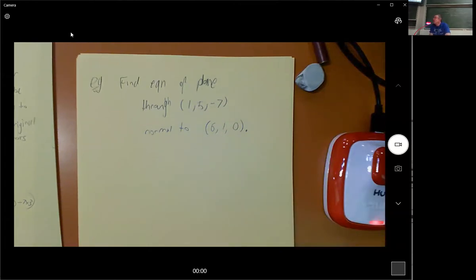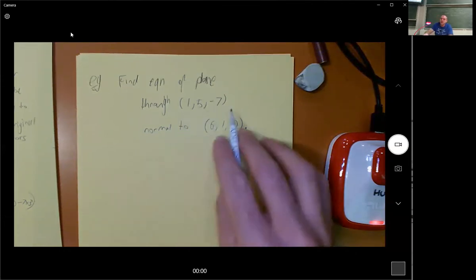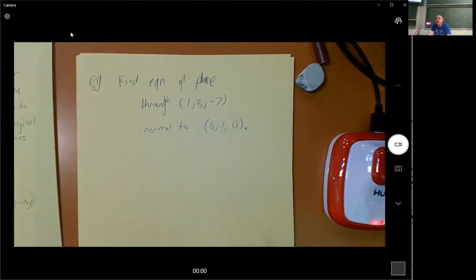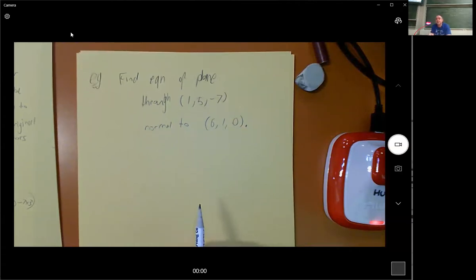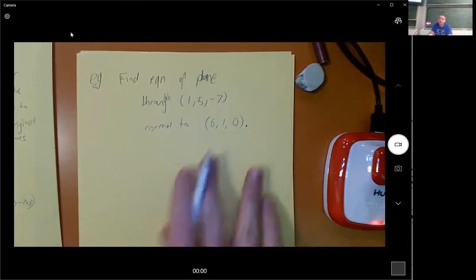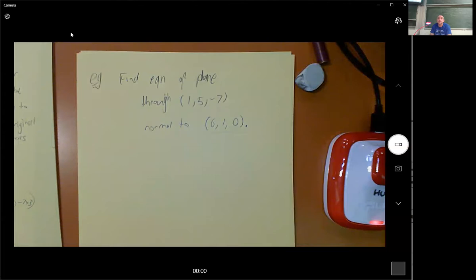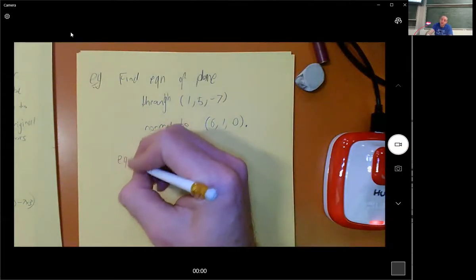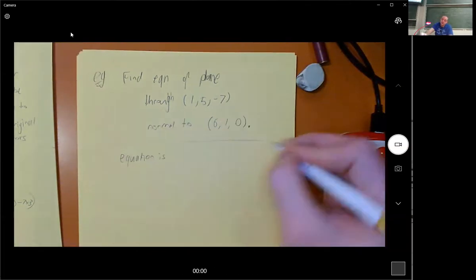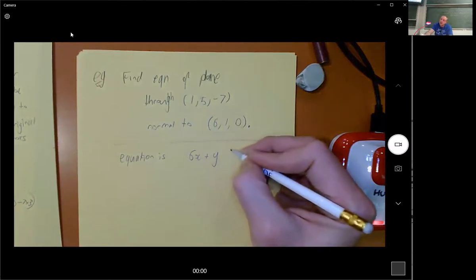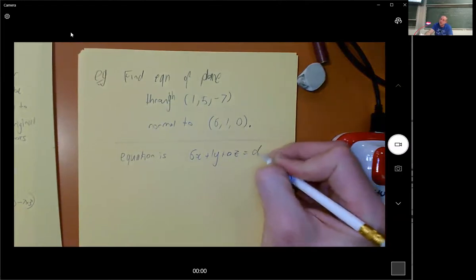So, two pieces of information we have to hold on to about the Cartesian form of a plane. All Cartesian forms are designed to decide whether a point is on the plane or not, or on whatever the object is. So I know that when I find the equation, if I sub the point 1, 5, minus 7 into it, then it will work. I also know that when I do the normal vector, then those are the coefficients of the plane. So I know that the equation is 6x plus 1y plus 0z equals some number, which I don't know what that is yet.